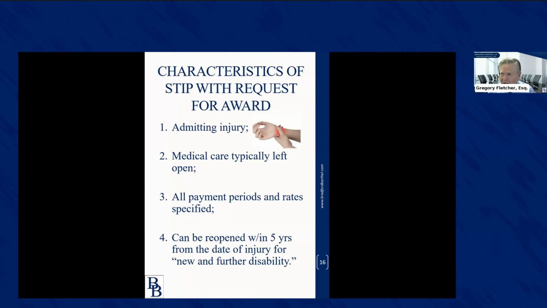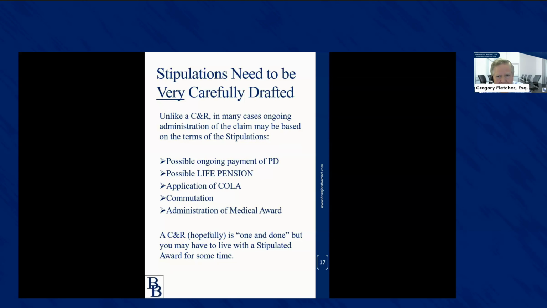All right, stipulations need to be very carefully drafted. Unlike a C&R, in many cases, ongoing administration of the claim may be based on the terms of the stipulation. For example, you stipulate, but all the PD hasn't been paid, so you have to continue to pay PD. You're doing that pursuant to the stipulation. You might have a life pension after the PD's paid out. That's going to be paid pursuant to the stipulation.